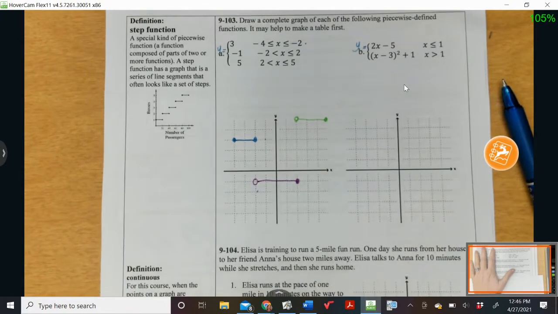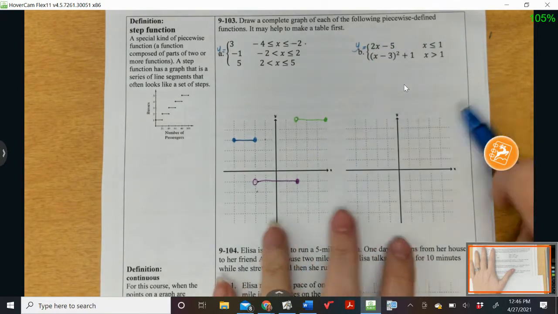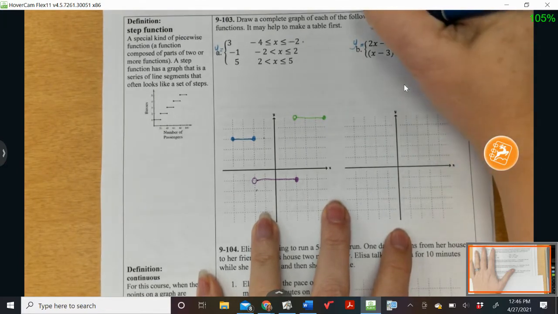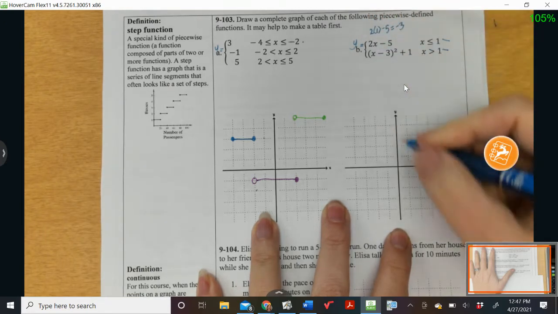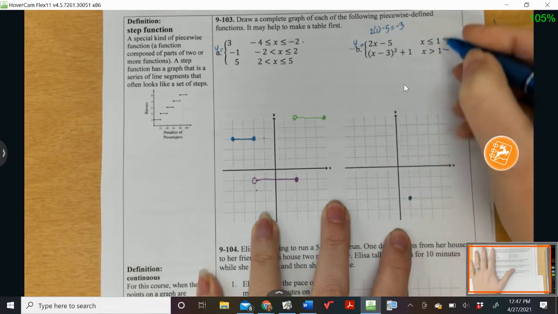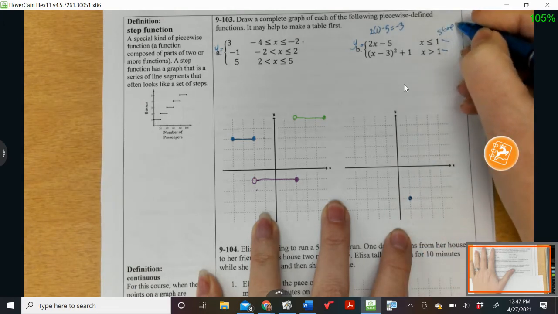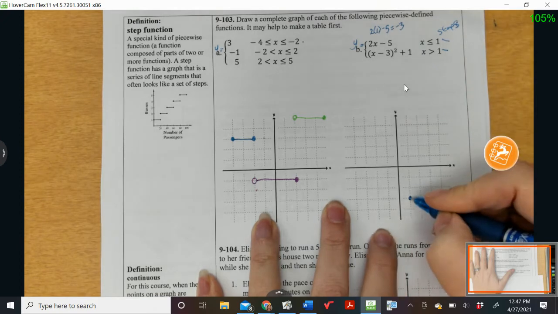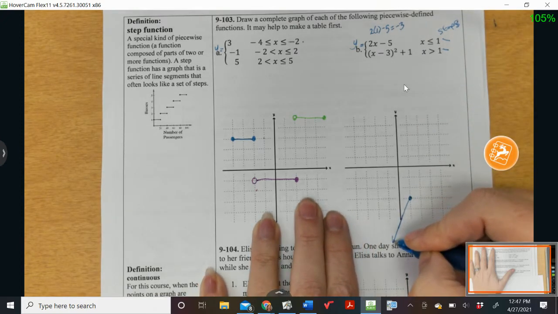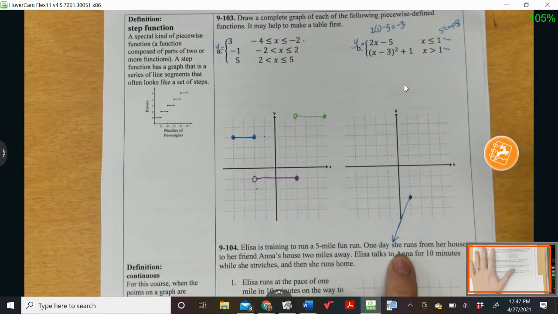Pretty straightforward. It gets a little bit more complicated when it's something like this. So what I need to know is when I plug in the endpoint, what do I get? So when I plug in 1, I get 2 times 1 minus 5, which is -3. So 1, -3 is where this one stops. It has a slope of 2. And so that's what it looks like.